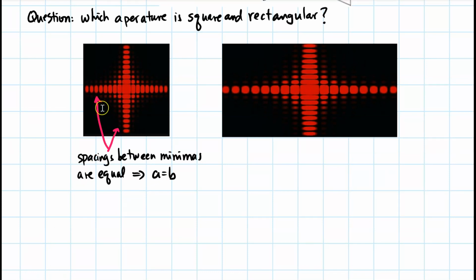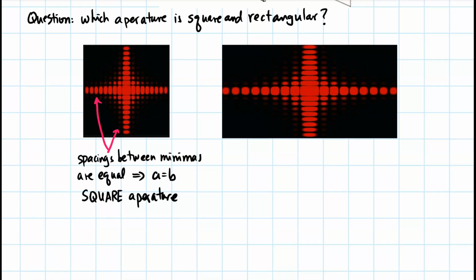The fact that the spacing between the minima on the horizontal diffraction pattern is roughly the same as the minima on the vertical diffraction pattern tells us that the slit dimensions have to be the same. So therefore, the aperture is a square.